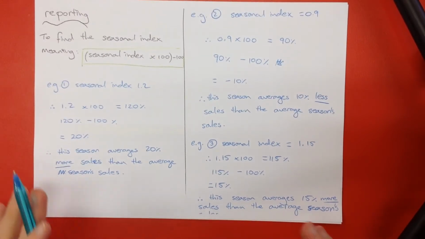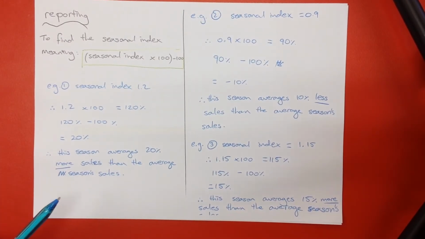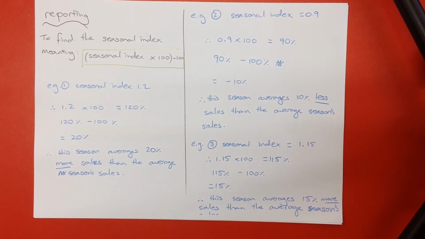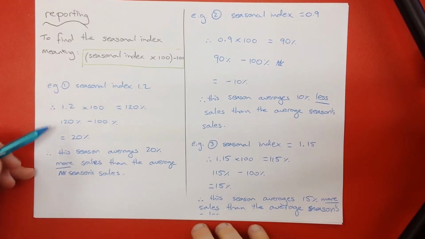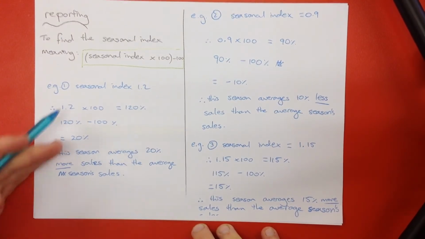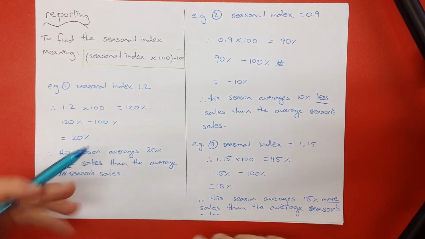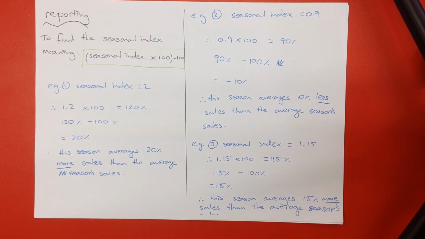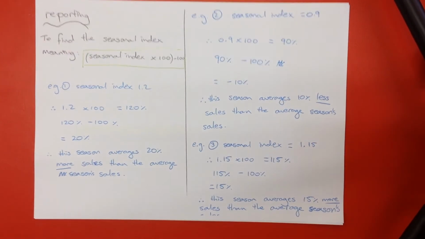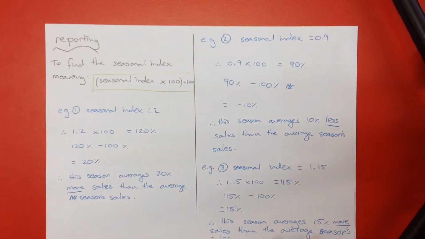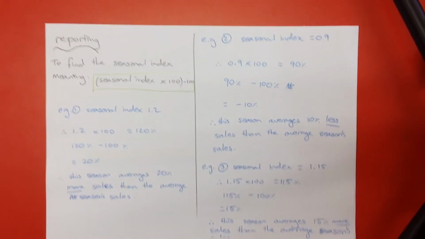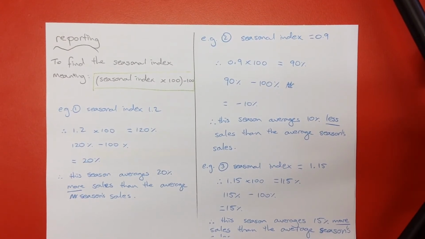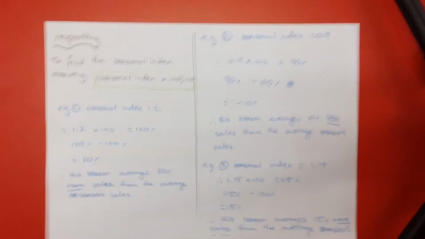Now, I reckon most of you could see that 120% is 20% more than the average, but here's the formula that will cater for it all. So this season averages 20% more sales than the average season's sales. The average was 100%. Here's another example. If the seasonal index is 0.9, we do 0.9 times 100, which tells us the seasonal index represents 90%. And then we'll do 90% take away 100%, which is negative 10%. That tells us the season has 10% less sales than the average season's sales.